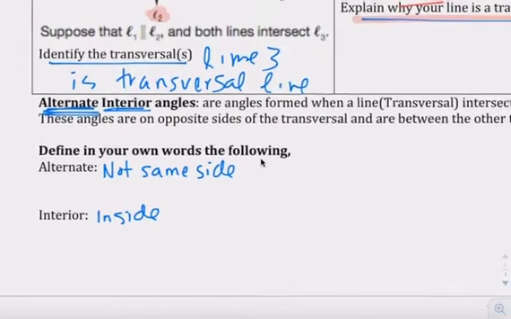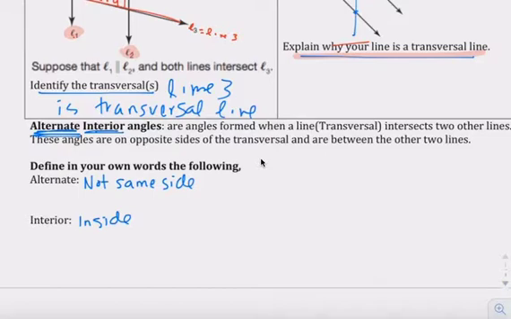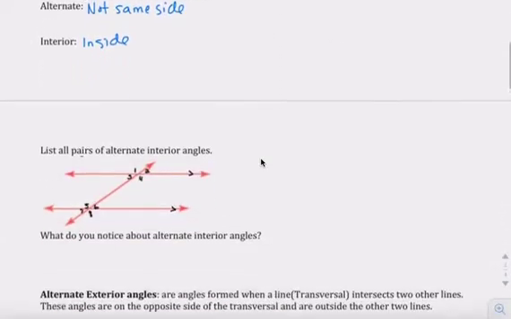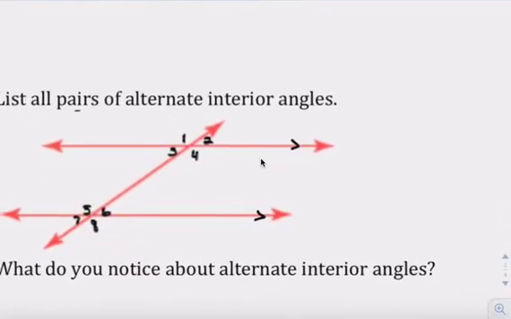Alternate interior angles are angles formed by a transversal line intersecting two other lines. These angles are on opposite sides of the transversal and are between the two other lines. Alternate is the other, opposite side. Okay, let me explain it to you. List all alternate interior angles.